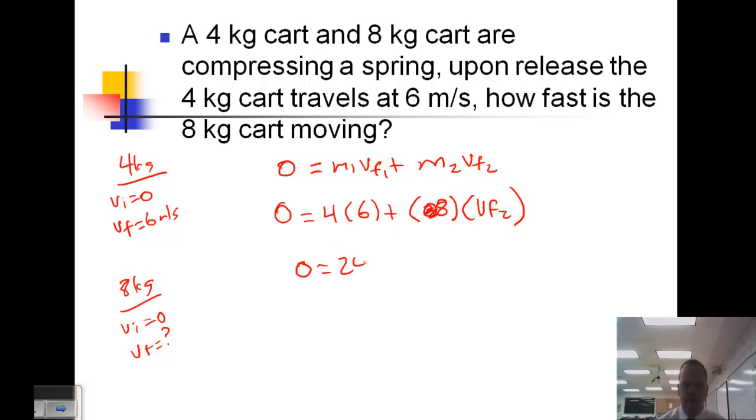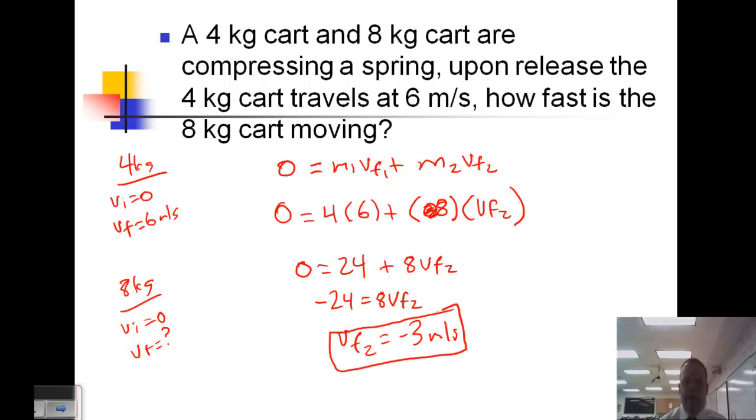So 0 equals 24 plus 8 v final 2. Minus 24 equals 8 v final 2. So we'll divide negative 24 by 8, and we get negative 3. So v final 2 equals negative 3 meters per second. This should be negative. It should be headed in the other direction if the momentums are going to cancel out.